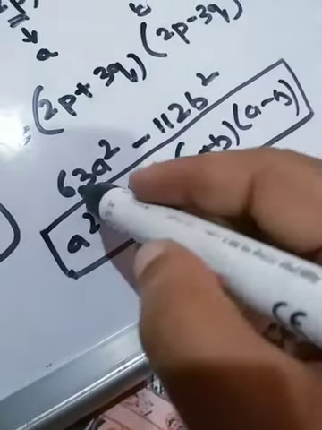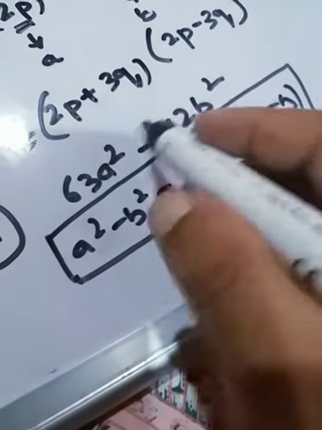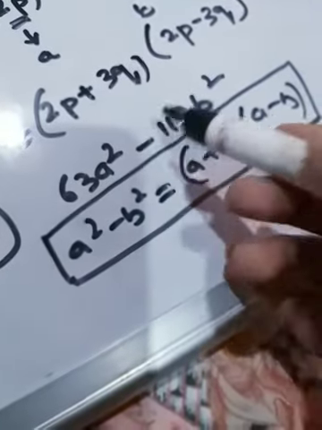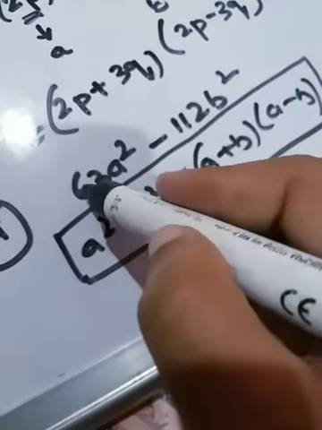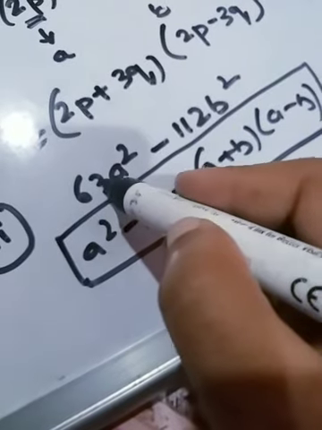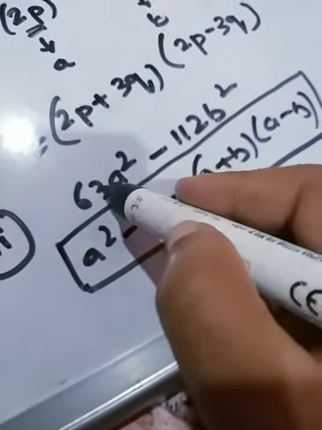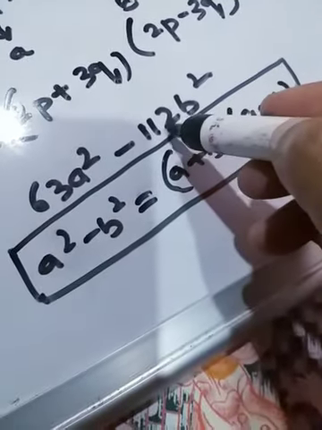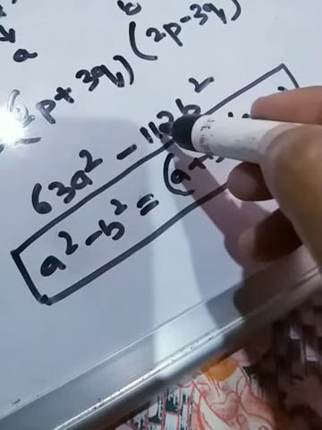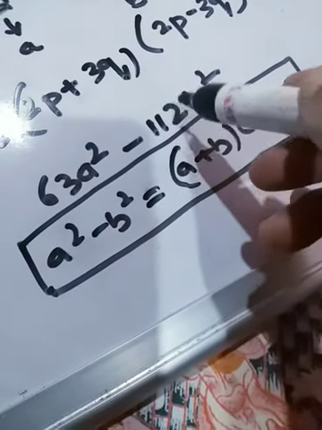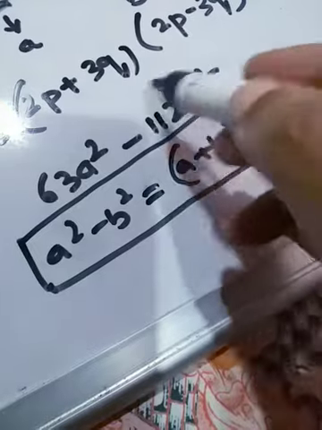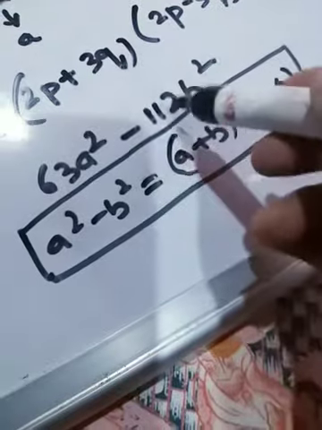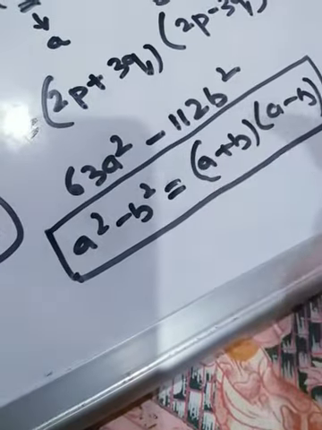Okay, so let's see whether these two numbers are divisible by 3. How do we know whether a number is divisible by 3 or not? The number given is 63. Add these two digits: 6 plus 3 is 9. So 9 is divisible by 3, so this number is divisible by 3. The same thing we will do with 112: 1 plus 1 plus 2 is 4. 4 is not divisible by 3, so this number is not divisible by 3. So we cannot take 3 as a common factor. We have to go for something else.